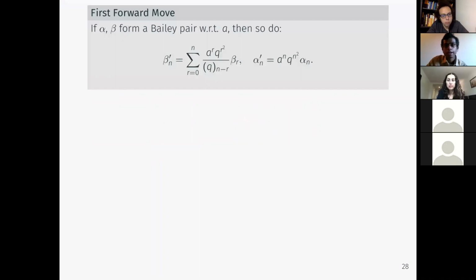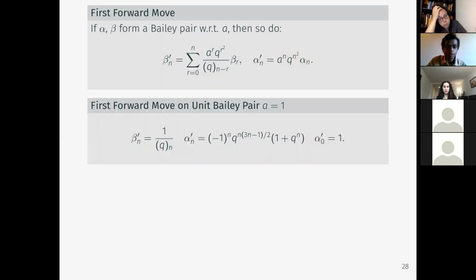All right, so that means this is how my beta is going to change. The new beta is this times beta. I'm now multiplying by that lower triangular matrix I showed you in the previous slide. And that's my new alpha. So I'll call this the first forward move, forward because I'm enhancing the alpha by multiplying by a and q.